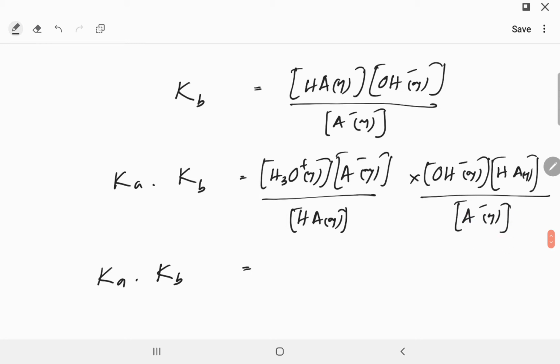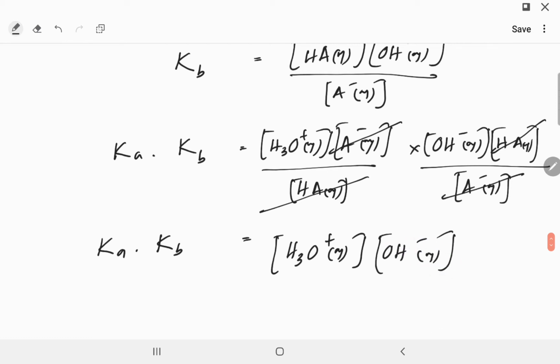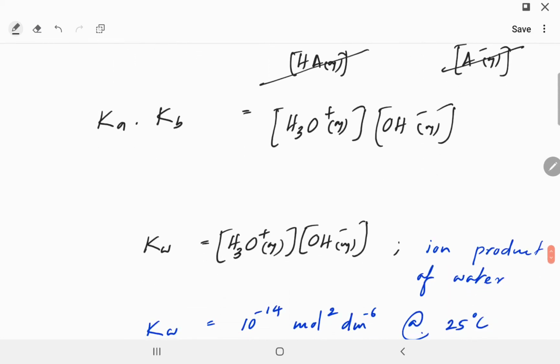In here, as you can see, HA to HA will cancel out and A minus to A minus will cancel out. So all you have left when you multiply Ka and Kb is H3O plus concentration times OH minus concentration. We are actually familiar with this relationship, right? H3O plus concentration times OH minus concentration is called Kw, or in other words, the ion product of water.